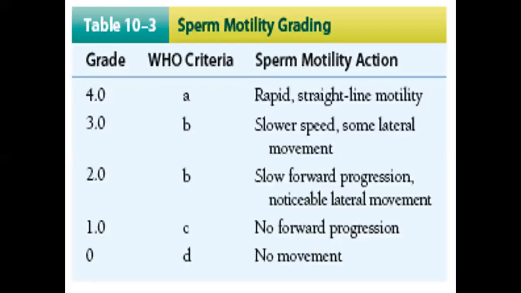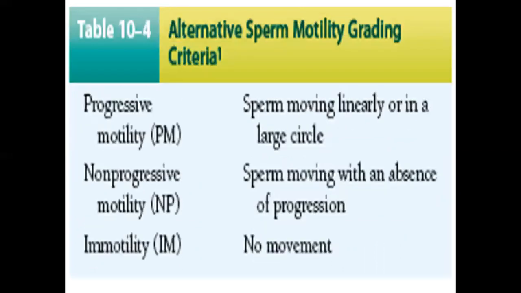This is how you grade the motility. We have the numerical grading from 0 to 4, using the WHO criteria from A to D. Another alternative is grading it as PM, or progressive motility, NP, non-progressive motility, or IM, immotility, no movement at all.